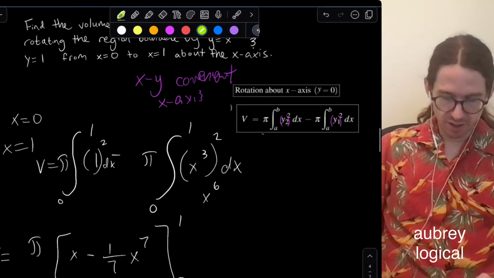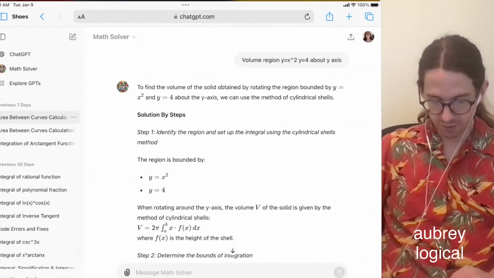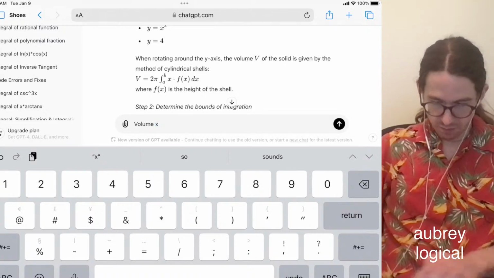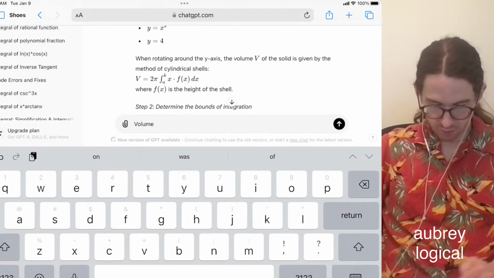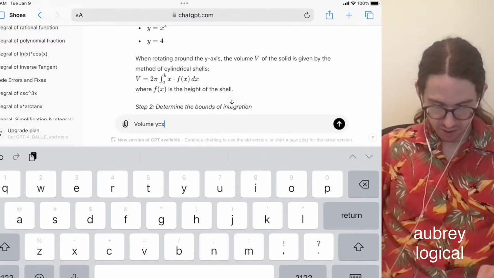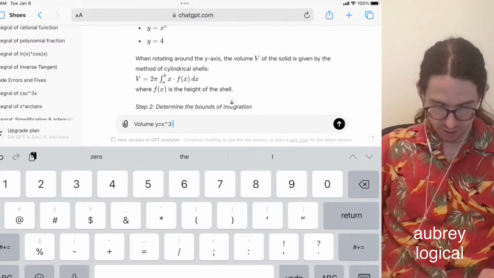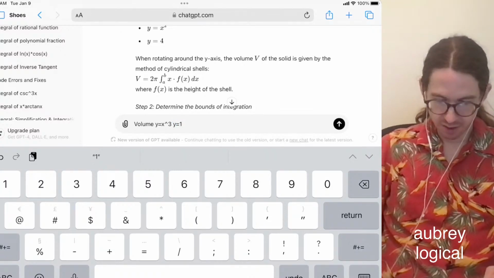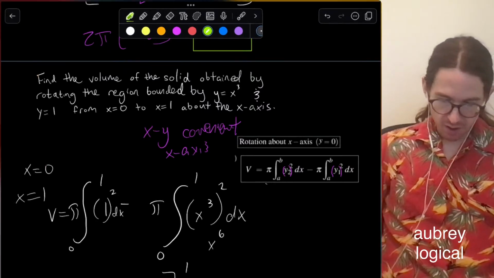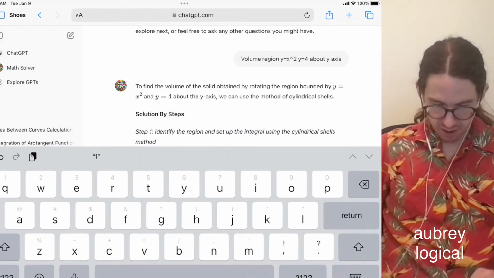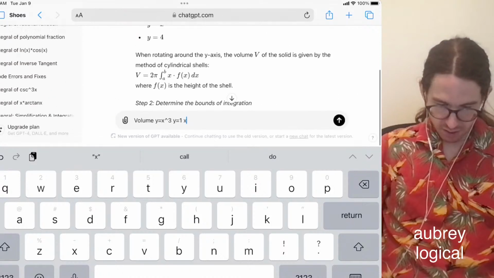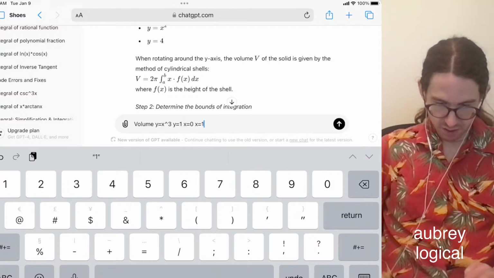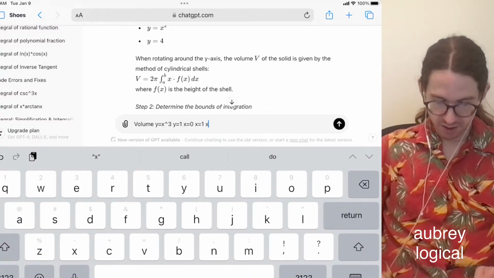Let's go ahead and see what ChatGPT has to say. Y equals x cubed and y equals 1, x equals 0, x equals 1, and x-axis volume.